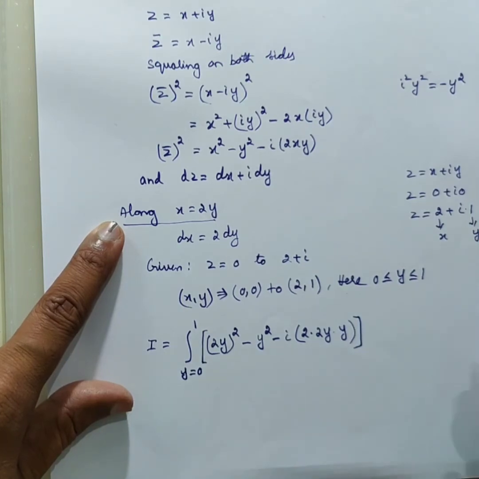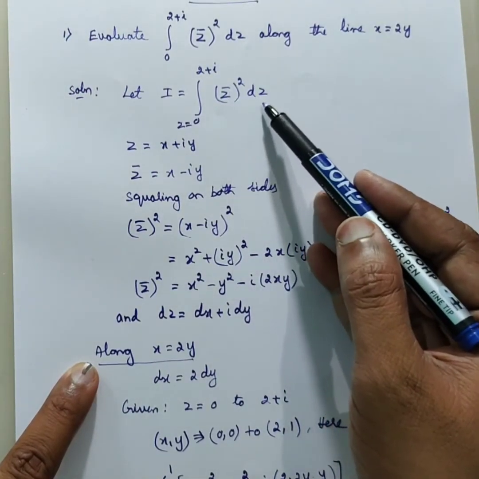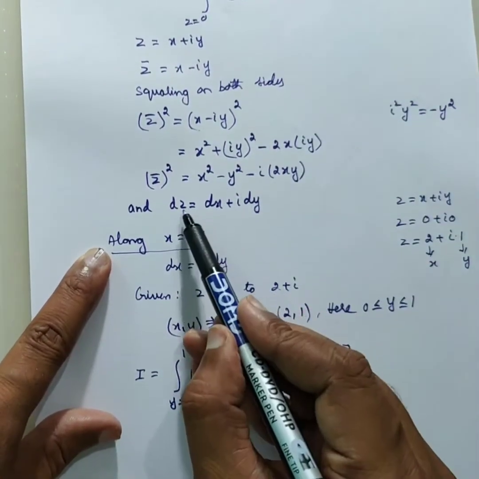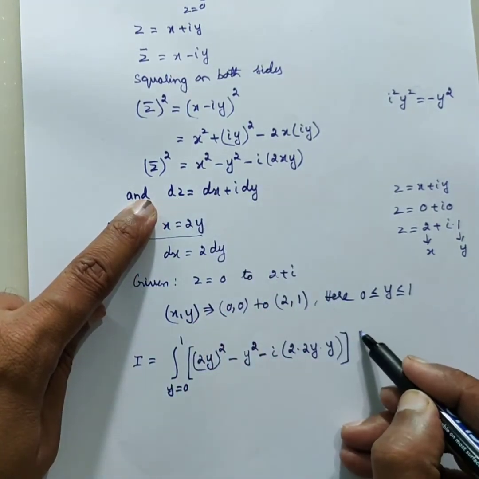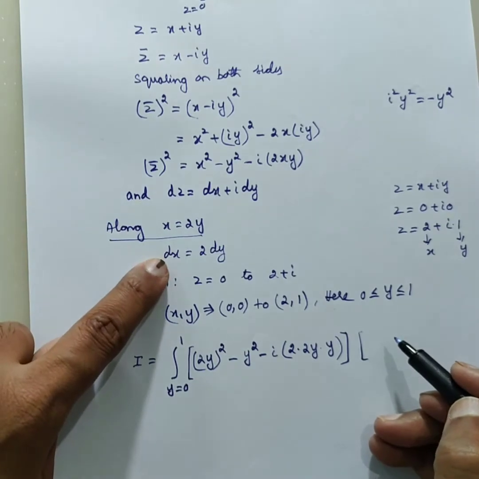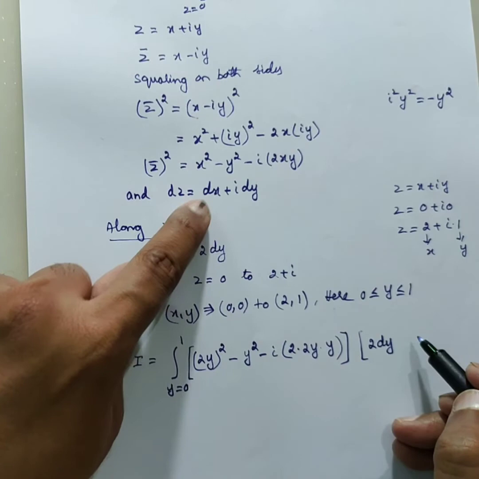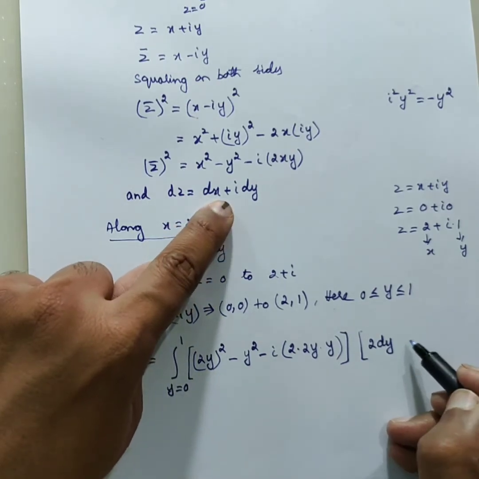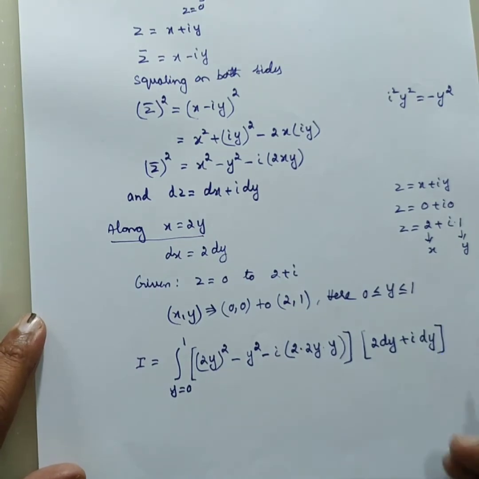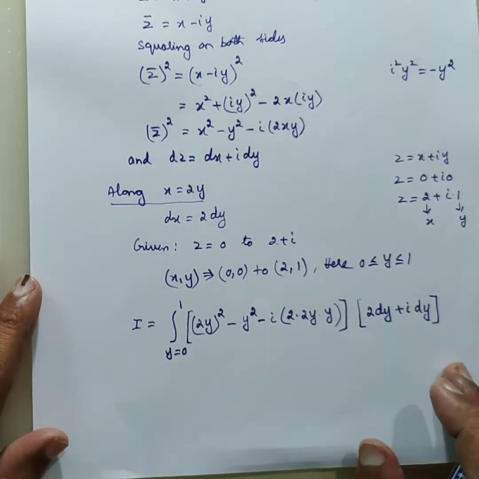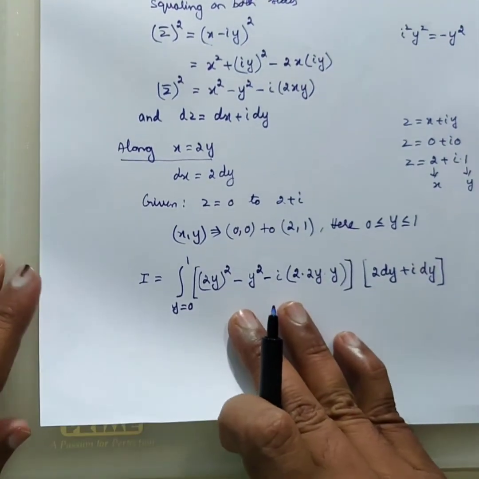Right? So we have got this z̄² into dz. What is the value of dz we have? The dz value is dx plus i times dy. So let me write it down. The dx value we have as 2 times dy. Then dz is 2 times dy plus i into dy. So we have just plugged in all the values. Let us try to simplify this expression.